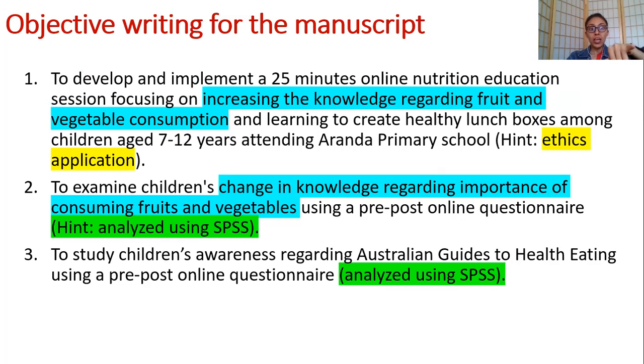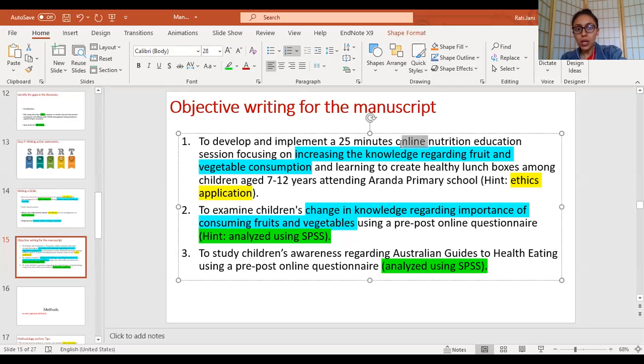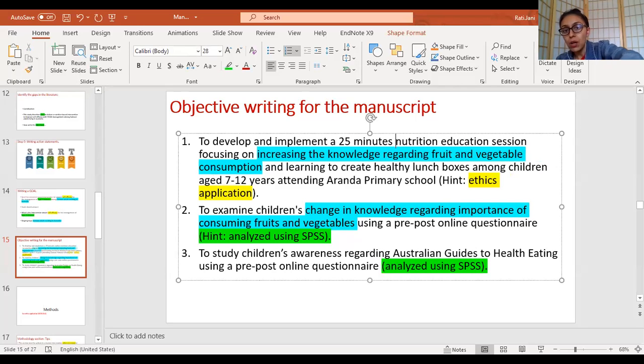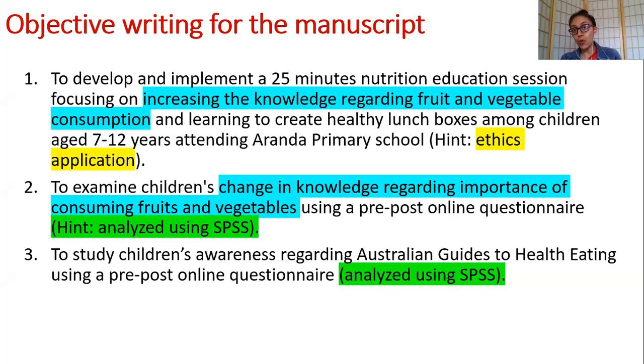Now with the objectives, the first objective you have to write is about what you have done in the classroom in assignment 2: that you developed and implemented a 25 minute nutrition education session. Sorry, I have written online because last year, because of COVID, my students had to do this online. So I had modified all of my slides to suit them, but then I remodified all of my slides to suit you.